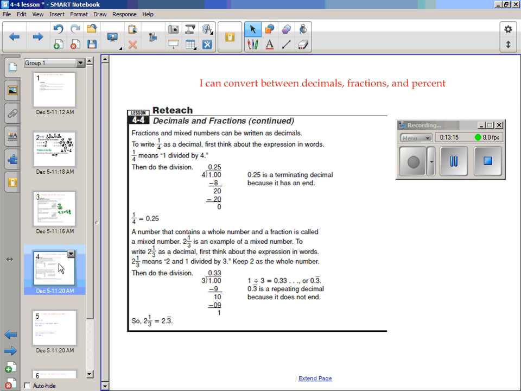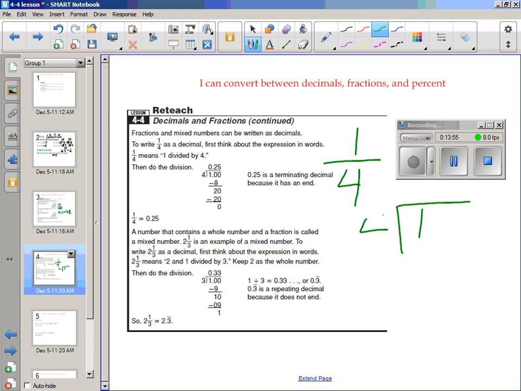Okay? So here's what we do. We just look at the fraction and we do what the problem says. 1 divided by 4. That's all we need to do. When you write a fraction, you're actually writing a division problem. That's all it is. 1 divided by 4. So every fraction is a division problem, and every division problem can be written as a fraction. They are one and the same. So I'm going to just convert this 1/4 into this type of division problem right here.